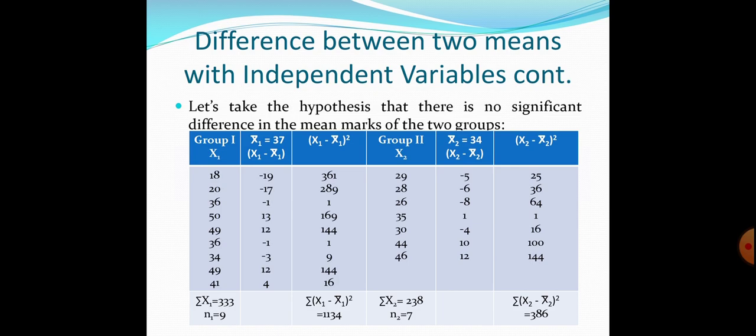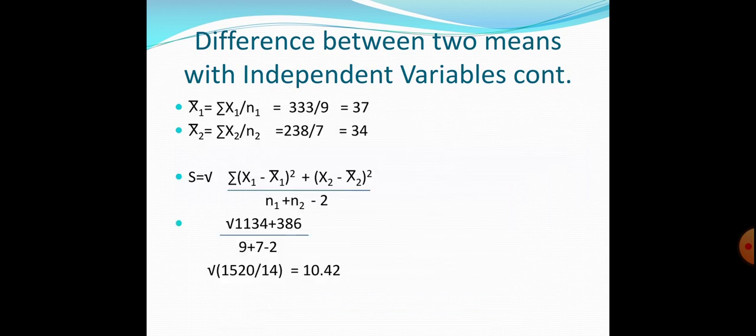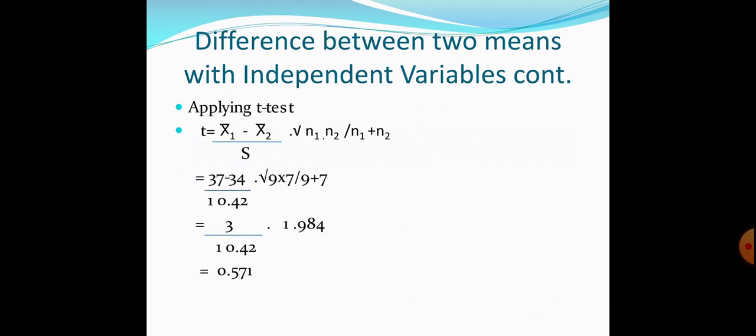Mean found out is 37 and 34 for the second group, and then subtracting the mean from the original series and then squaring the items, you will get the series, and the total is 1134 and 386. Now simply you have to evaluate all the values in the formula. The value of S is 10.42. By applying the t-test, you have to evaluate all the values. That is the value of 0.571. This is your calculated value.